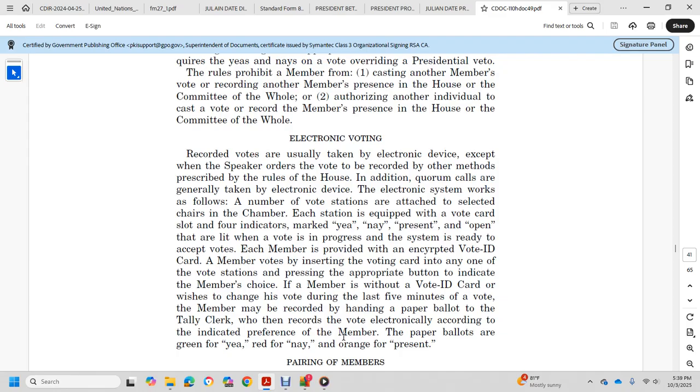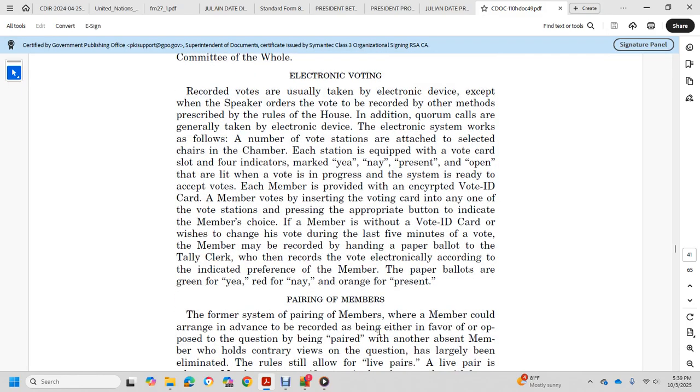The member may record a vote by handing a paper ballot to a tally clerk, who records the vote electronically according to the indicated preference of the member. The paper ballots are green for yea, red for nay, and orange for present. Pairing of members under the former system.